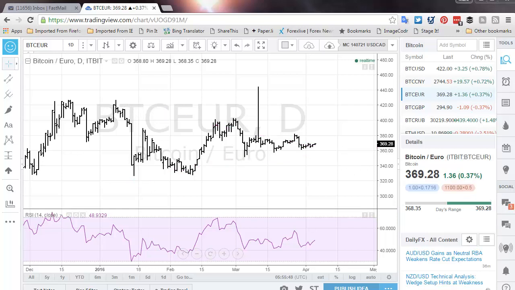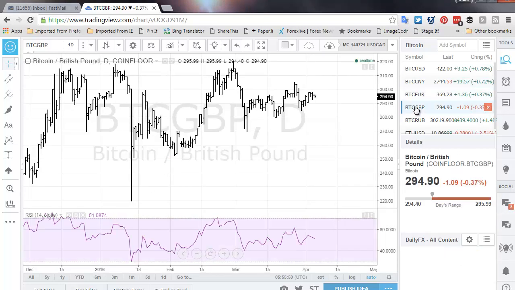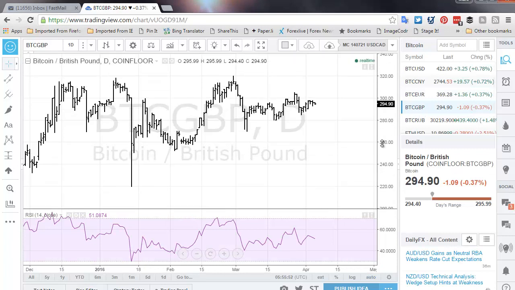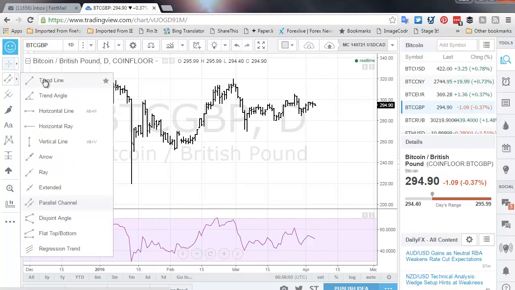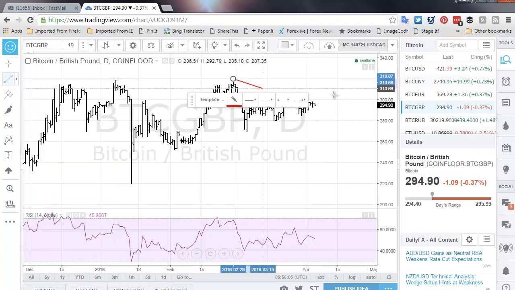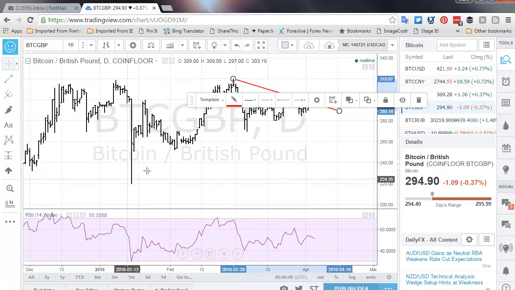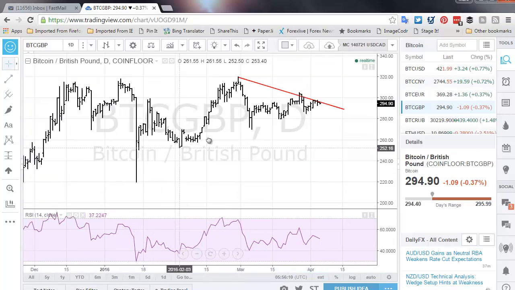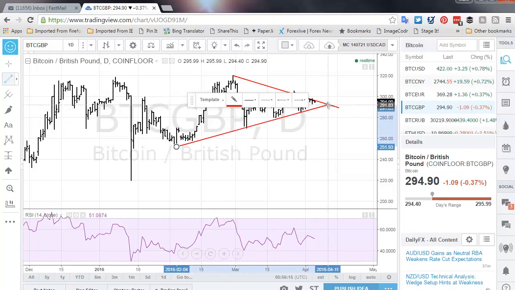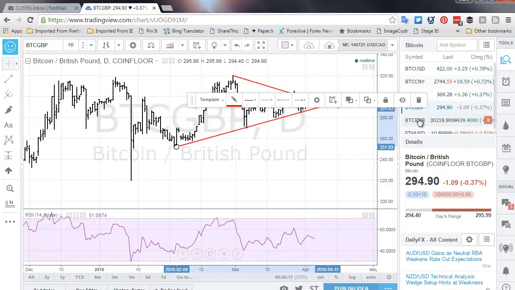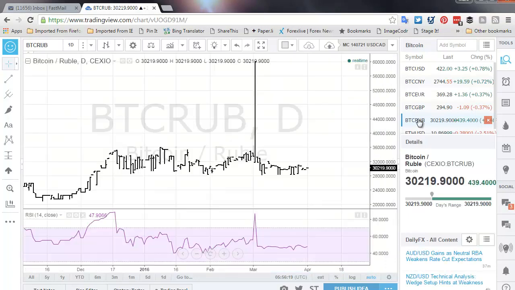Not interested. In the last 8 weeks, ever since the Brexit conversations began, the British pound has tumbled against the US dollar. But against Bitcoin, what have we got here? We've got the same triangle. There. And there. It's absolutely the same triangle. So every Bitcoin pair is in the same situation.